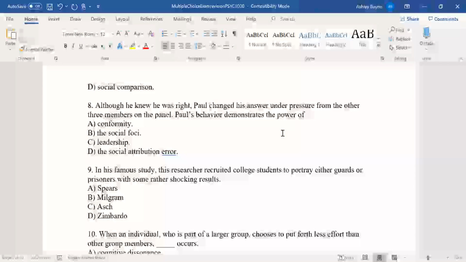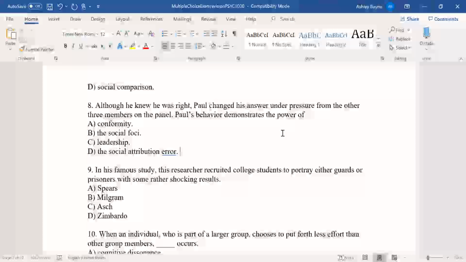Okay, so number 7. The tendency of people to alter their behavior as a result of group pressure is called A, obedience, B, attribution, C, conformity, or D, social comparison. Okay, great. Yes, the answer is C, conformity. And it seems everyone grasped that very well. So we can move on to number 8.